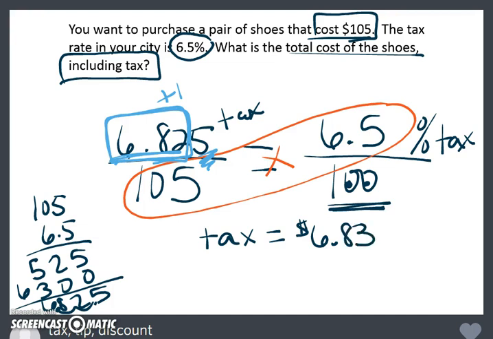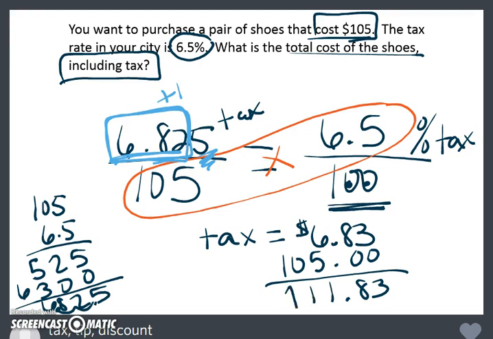But the question says, what is the total cost of the shoes including tax? So I have to then add the tax back to the 105. So $105 plus $6.83 gives me $111.83.